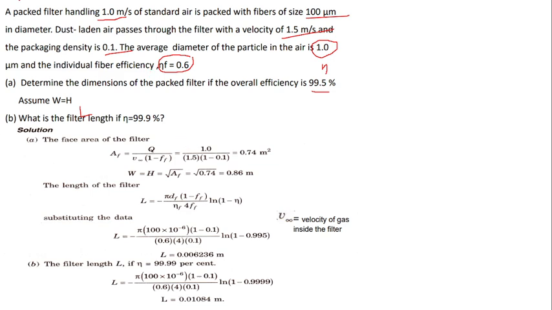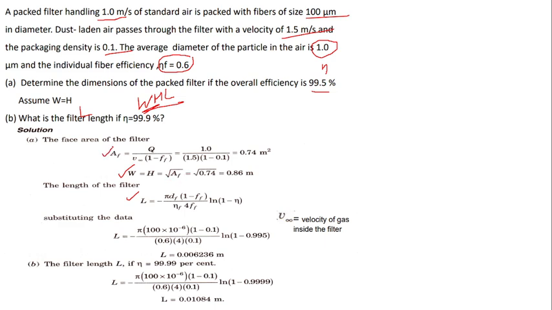All the data are given, so we have to substitute them directly in the formula. First is to determine the dimensions of the packed filter. To determine the dimensions, we need to determine W, H, and L. In the question it is mentioned W and H are the same, so we need to calculate only two values. W is equal to H, which is equal to the square root of AF.